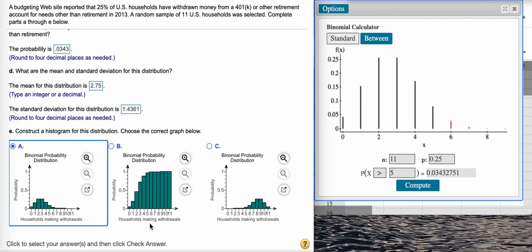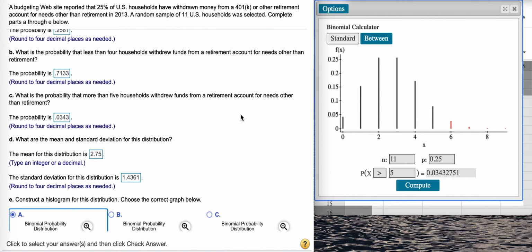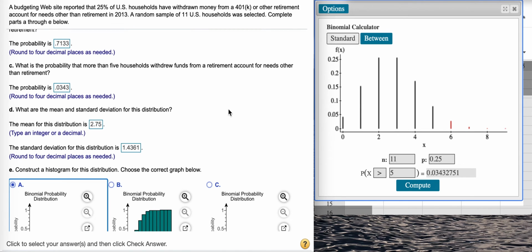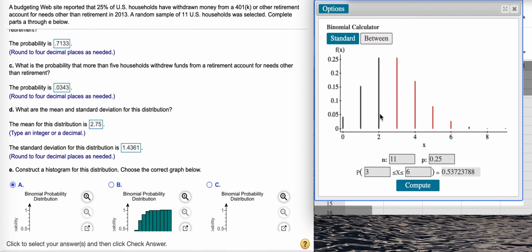or graph A. Okay, so that's using the binomial distribution to find the probability of being exactly, greater than, less than, and you can change that around a little bit. There is the between option that would give you the probability of being between 3 and 6 inclusively. So I hope that helps.